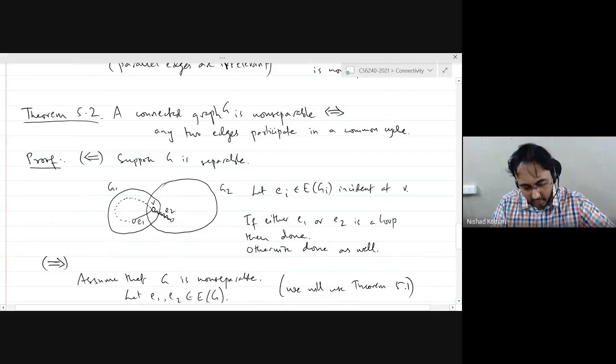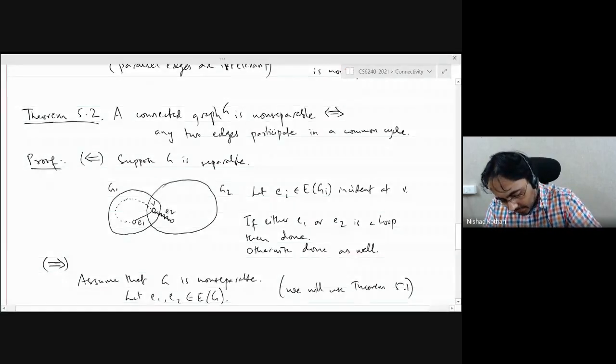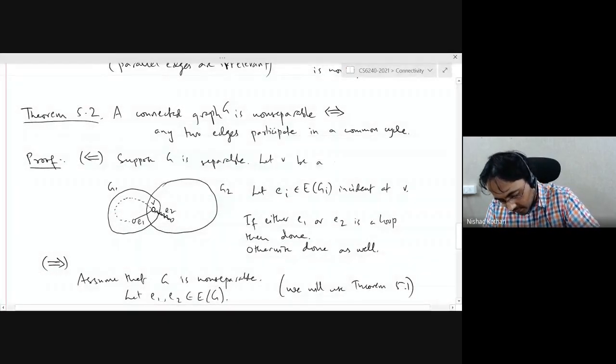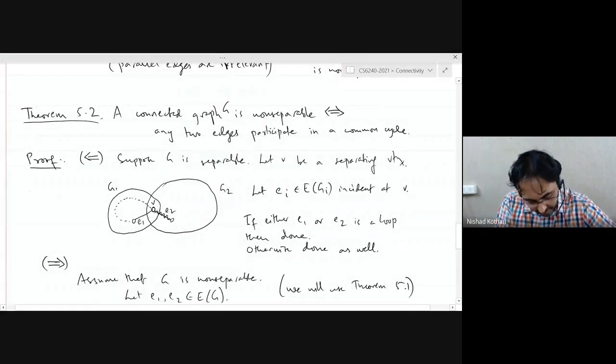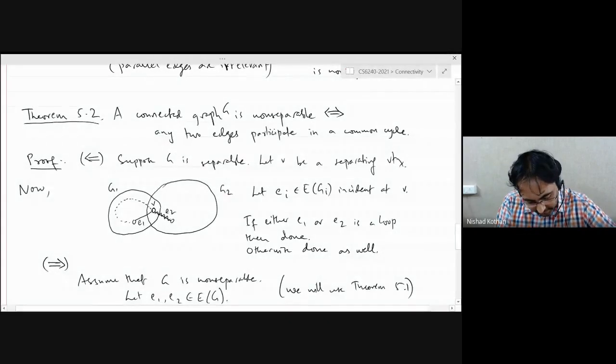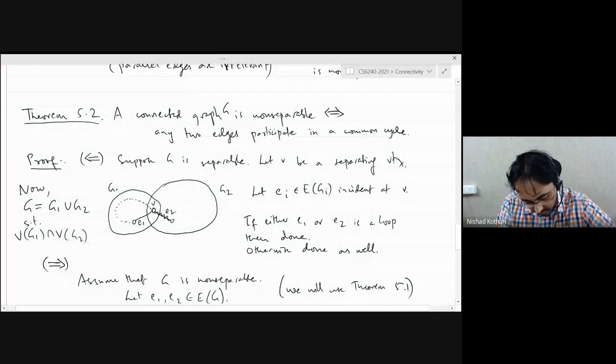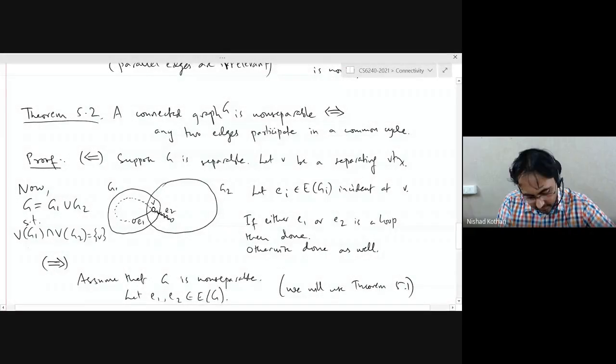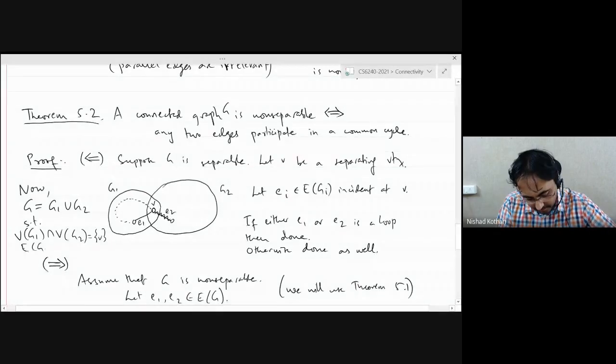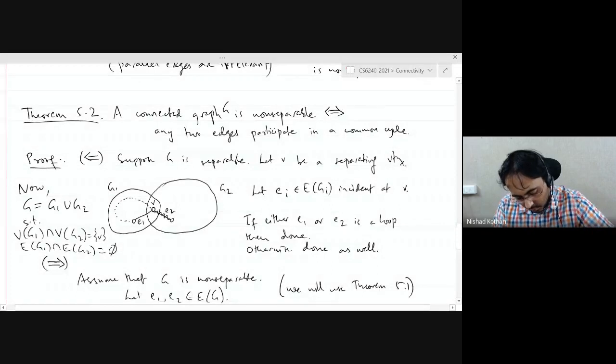Okay. So we know that the graph is separable. So let V be a separating vertex. Now, by definition of separating vertex, the graph G can be written as G1 union G2, such that the only common vertex between them is the vertex V. Right? And there are no common edges between them. And each of them has at least one edge, right?